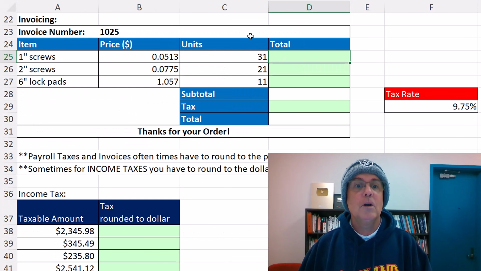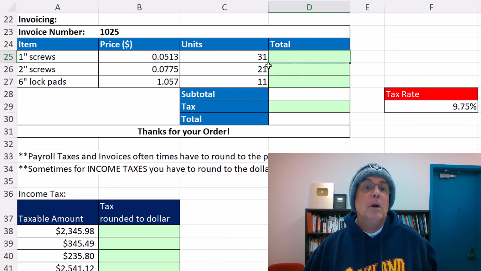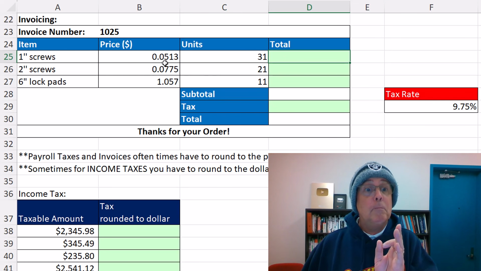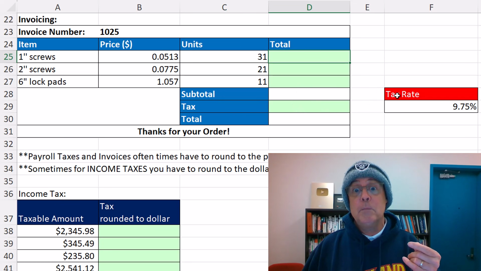Now, here's an invoice, and we want to complete this invoice using formulas. Now, we're going to multiply units times price. And yes, prices sometimes go past the penny position, meaning they have a fraction of a penny. We're going to multiply them here, then add. Then we have to calculate a tax based on the tax rate, and then we get a total.